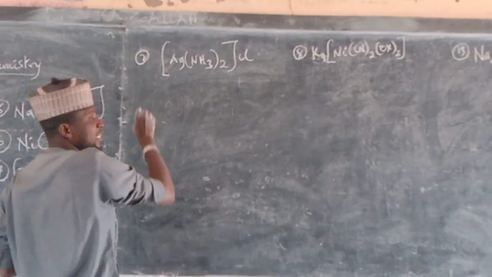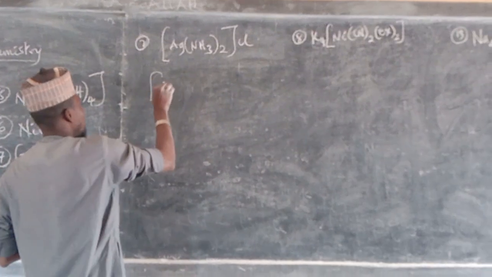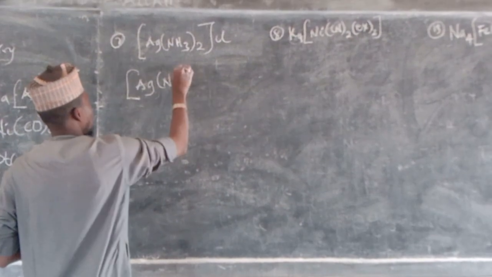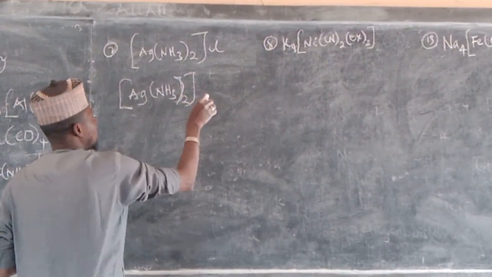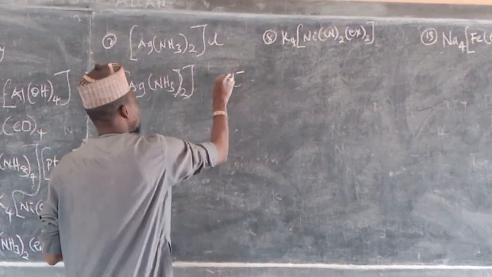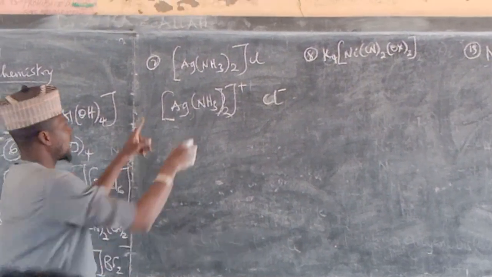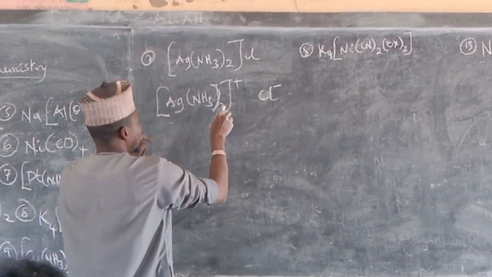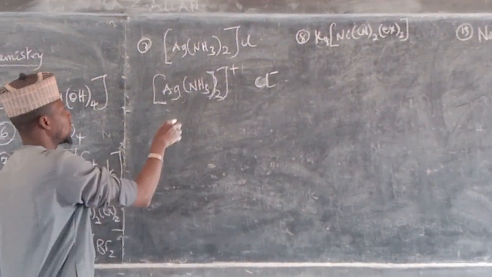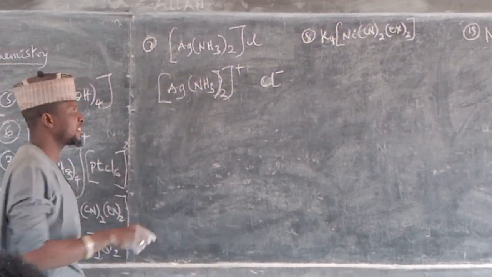The first thing is to split it into different components. We have [Ag(NH3)2]Cl. Remember, chlorine is minus, so definitely this will be plus. And we can now see that our coordination sphere is positive. Are we together? Yes, sir. So here we have seen the coordination sphere to be positive.